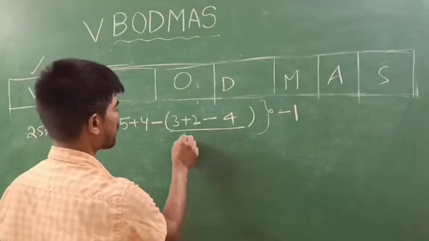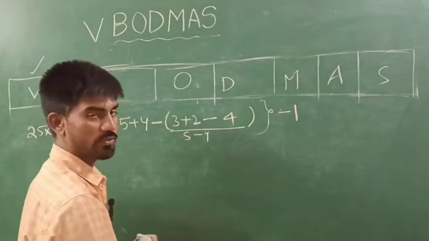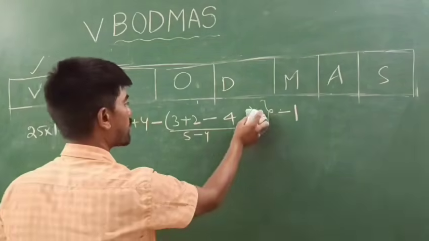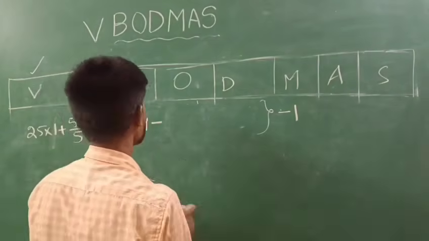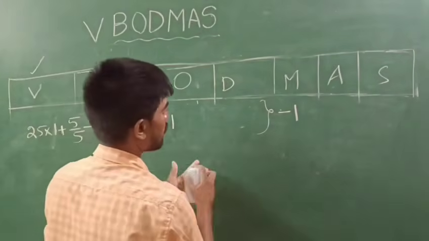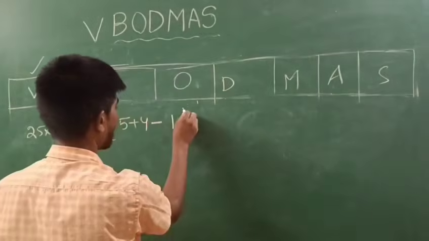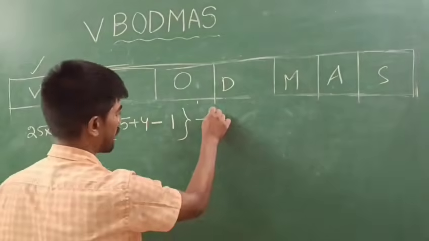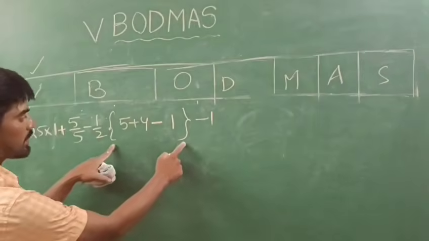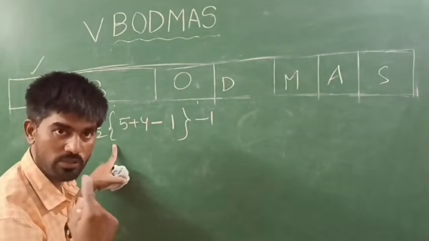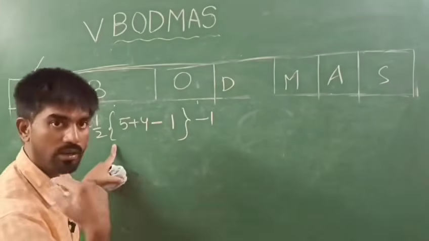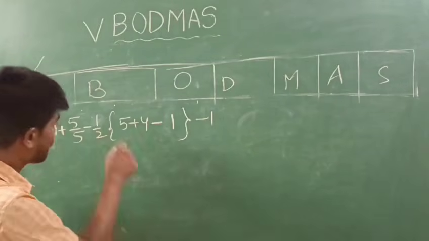Here 3 plus 2 is 5. Minus 4. 5 minus 4 is 1. I am removing this parenthesis bracket. This value is 1. Again close the curly bracket, minus 1. One parenthesis bracket is over. The rest of the bracket is the curly bracket.